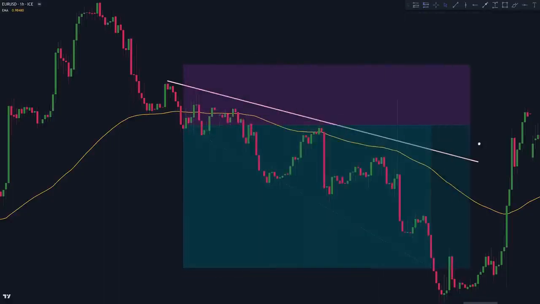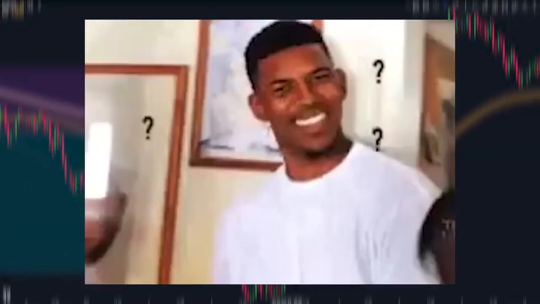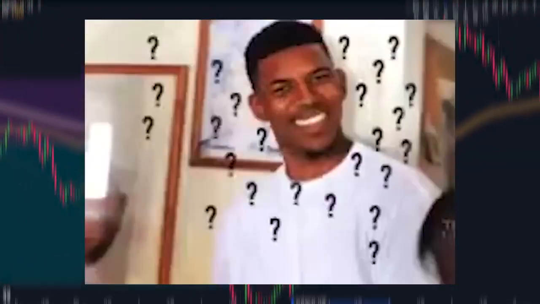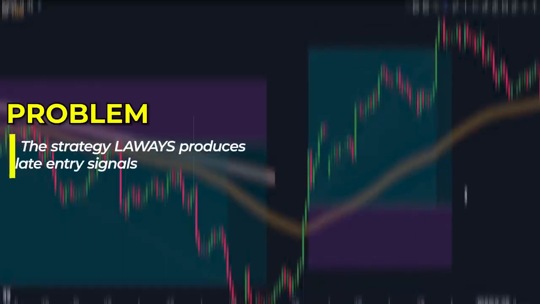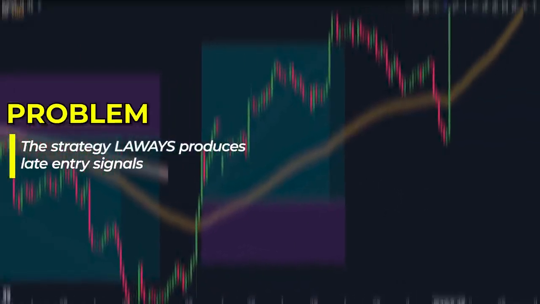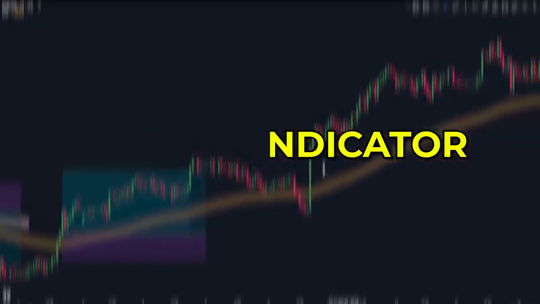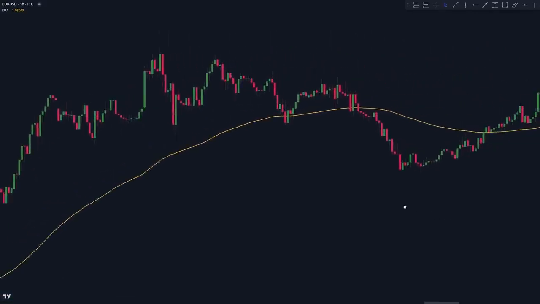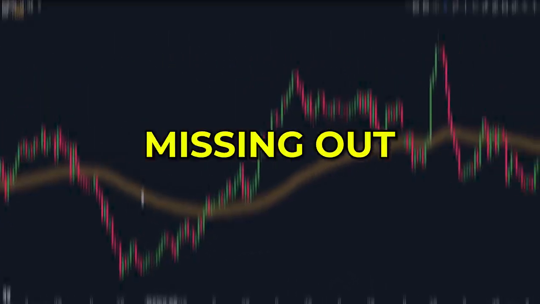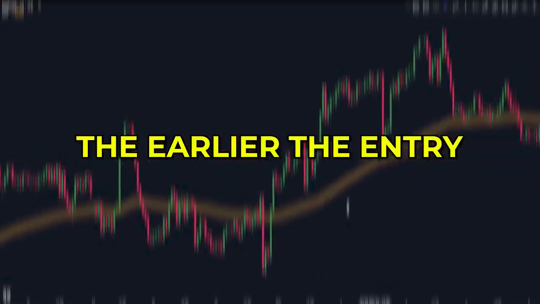Now, based on these two setups, you may be thinking, well, I don't see any problem with that strategy. Those 2 trades were super profitable. Well, the common problem with this strategy is that it always produces late signals. This is because the classical EMA is a lagging indicator. And I mean, it's super laggy. The biggest problem with entering trades late is that you might end up missing out on the entire move because trends don't last forever. So the earlier the entry, the better.